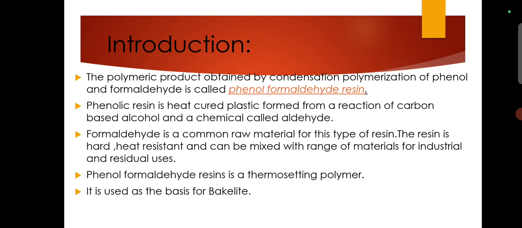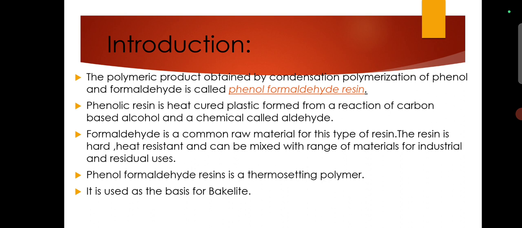Phenolic resin is a heat cured plastic formed from a reaction of carbon based alcohol and a chemical called aldehyde. Now, what is heat cured plastic and why are they termed as such? This is because they undergo a curing or hardening process when exposed to heat. The curing process involves cross linking of phenolic molecules, forming a 3D network. Formaldehyde is a common raw material for this type of resin. The resin is hard, heat resistant, and can be mixed with a range of materials for industrial and residential uses.